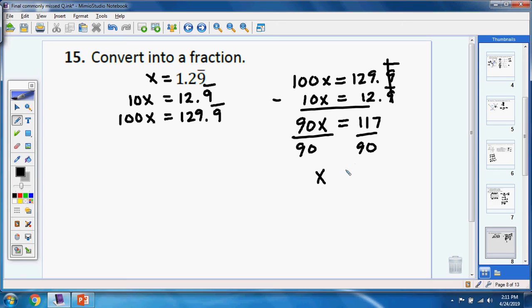And this does reduce again. 1 plus 1 plus 7 is 9, which means 117 can divide by 3. And so can the denominator. So 90 becomes a 30, 117, and I'll actually let you finish that over here doing your elementary division if you need to. So go ahead and do that quickly. Practice your elementary division.